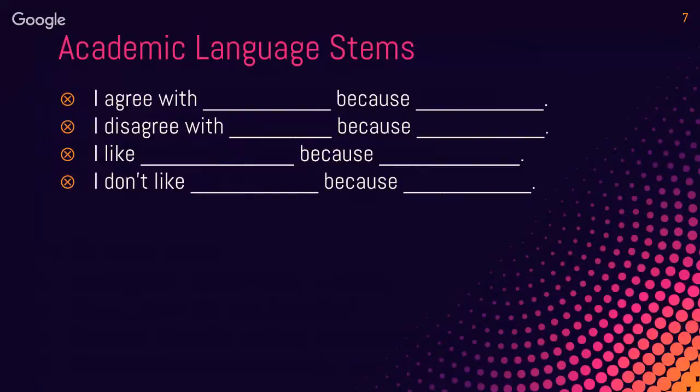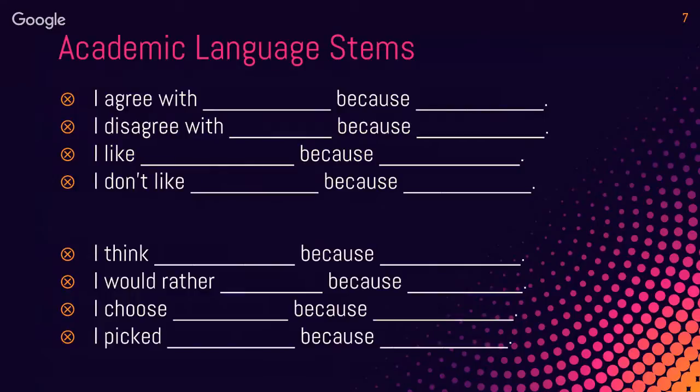So some examples that we've seen a lot of are: I agree with blank because, I disagree with blank because, I like blank because, I don't like blank because. And then also, we want kids to be aware of their thinking, where they're critical thinking, what they're doing, the thinking behind the thinking. So some of those would be: I think blank because, I would rather blank because, I choose blank because, and I picked blank because. Those are some of the stems that you might be able to use.